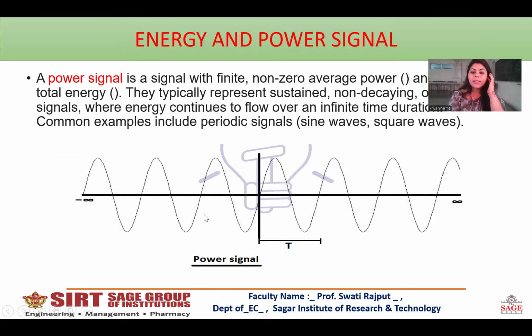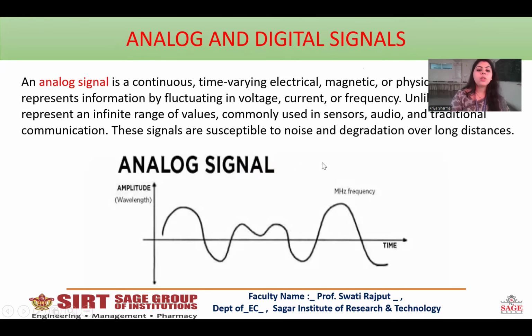They typically represent sustained, non-decaying signals where energy continues to flow over an infinite time duration. Common examples include periodic signals, sine waves, square waves, etc. These are the power signals, as you can see, from minus infinity to infinity. In a particular time interval, you can see how these waveforms are represented. Okay. Now we are going to discuss analog and digital signals.